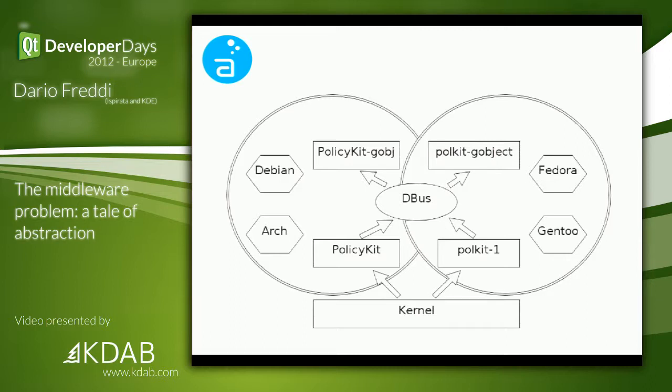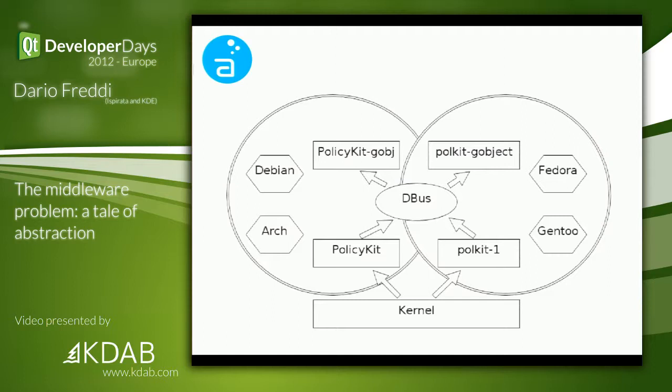Both of them exposed a dbus interface, which was used by the G-object bindings, which were completely different and written in two different ways, which were completely incompatible one with the other. One of them used G-object introspection, the other one didn't, if I recall correctly. So the situation is a bit confused, I will say.